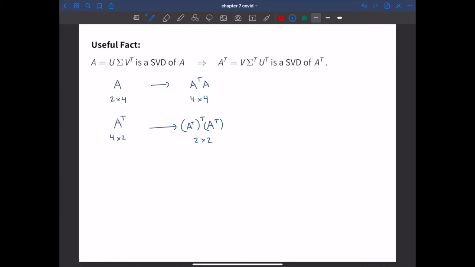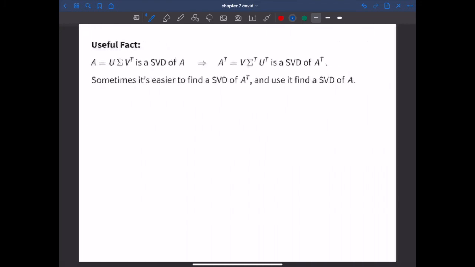Okay? So you could find a singular value decomposition of A transpose, and then to get a singular value decomposition for the original matrix, you'd have to swap the roles of U and V, and take the transpose of the sigma matrix. So in summary, sometimes it's easier to find a singular value decomposition of the transpose of a matrix, and then use that SVD to find an SVD of the original matrix. And all you have to do is swap the roles of U and V and take the transpose of sigma to do that.